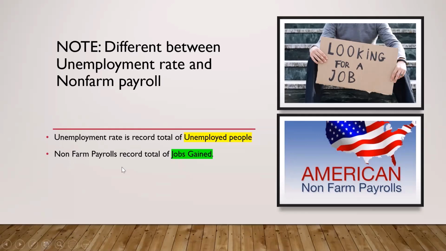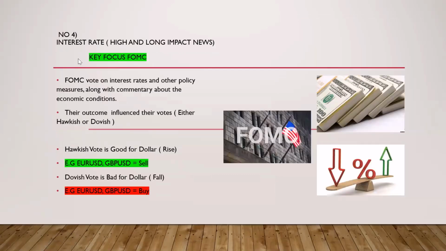Let's look at another factor, interest rate. It's also a higher and long impact news. It can impact the market for a long time. Remember, our case study is still the US dollar. When the interest rate of a country is good, it's going to be good for the currency. The body in charge of deciding on the interest rate of the United States is called the FOMC. FOMC means Federal Open Market Committee.